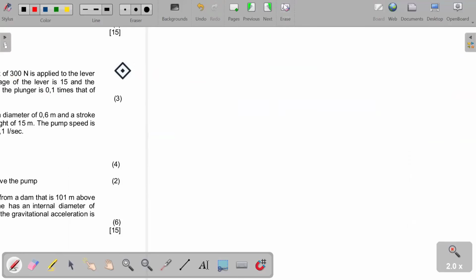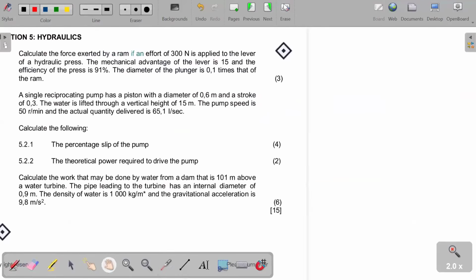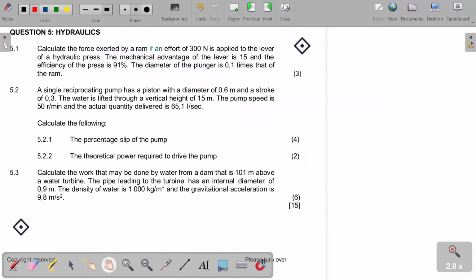5.2. A single reciprocating pump has a piston with a diameter of 0.6 meters and a stroke of 0.3. The water is lifted through a vertical height of 15 meters. The pump speed is 50 revs per minute, and the actual quantity delivered is 65.1 liters per second. Calculate the percentage slip of the pump.